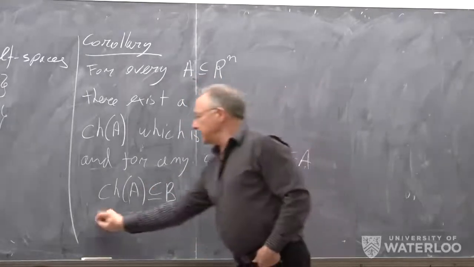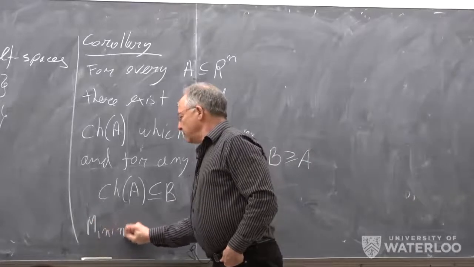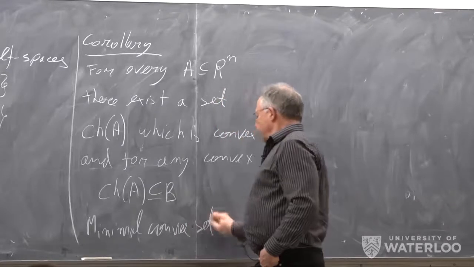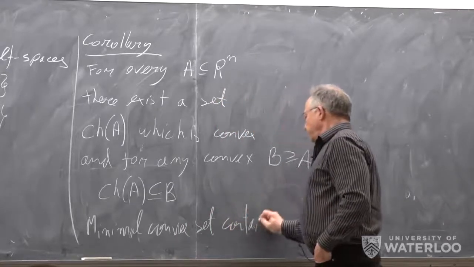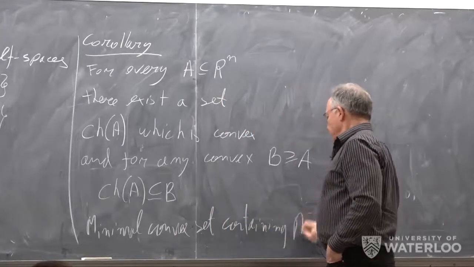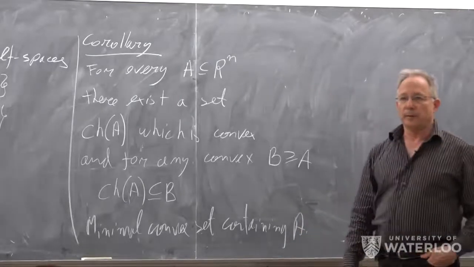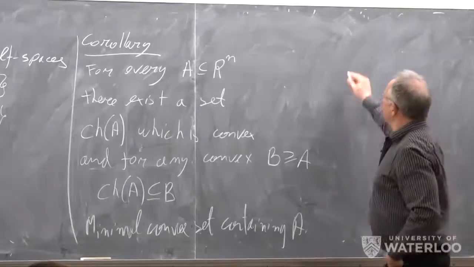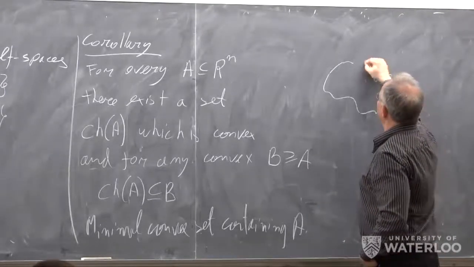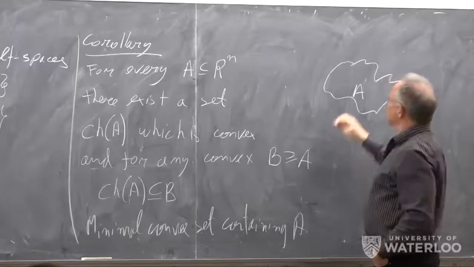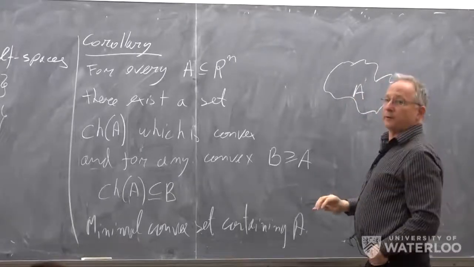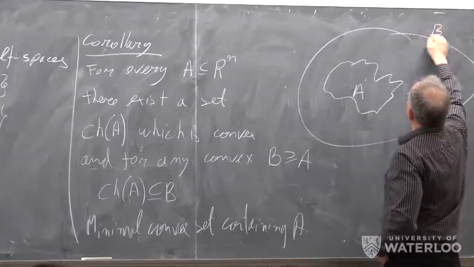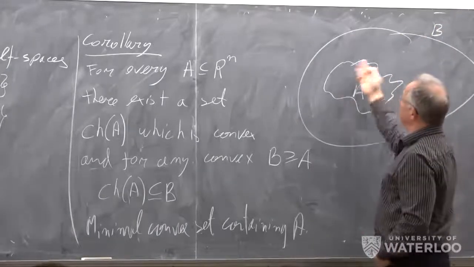So it's the minimal convex set containing A. Yes? Okay, so I have here some set A. Now I take this set, the convex hull of A. So if I have any convex B that contains A, I want the convex hull of A to be inside B.